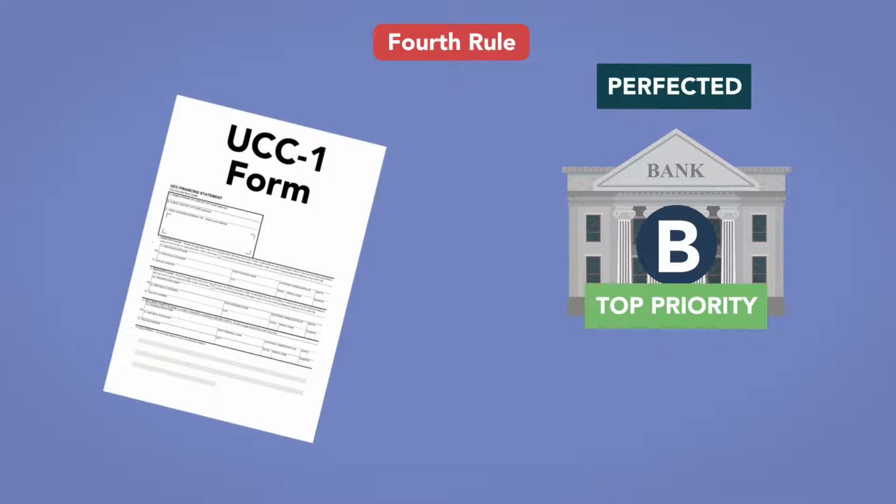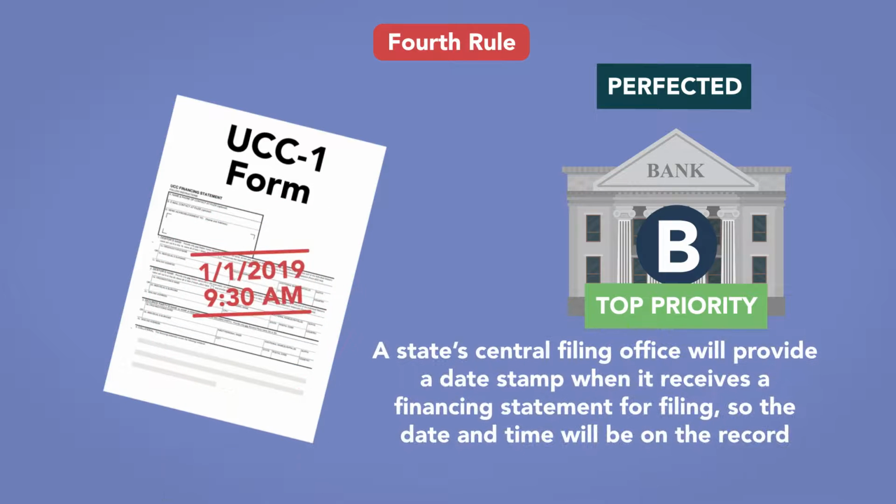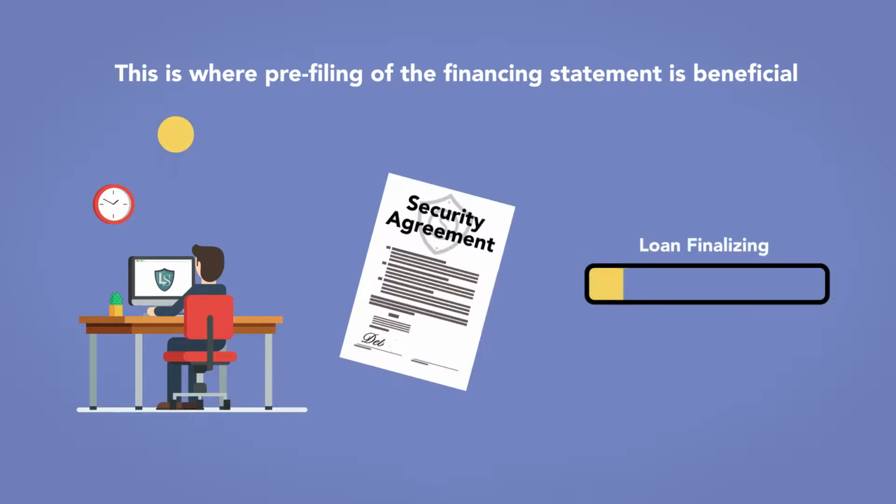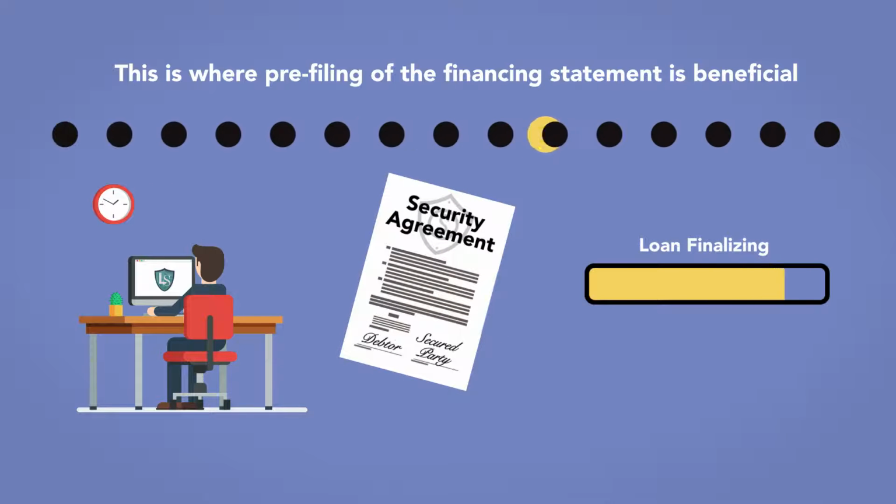If a creditor perfects by filing a UCC1, the analysis is relatively easy. A state's central filing office will provide a date stamp when it receives a financing statement for filing, so the date and time will be on the record. This is where pre-filing of the financing statement is beneficial. A secured party may wait until loan details are finalized, documents are signed, and the security interest is attached prior to spending the time and money to file a UCC1.